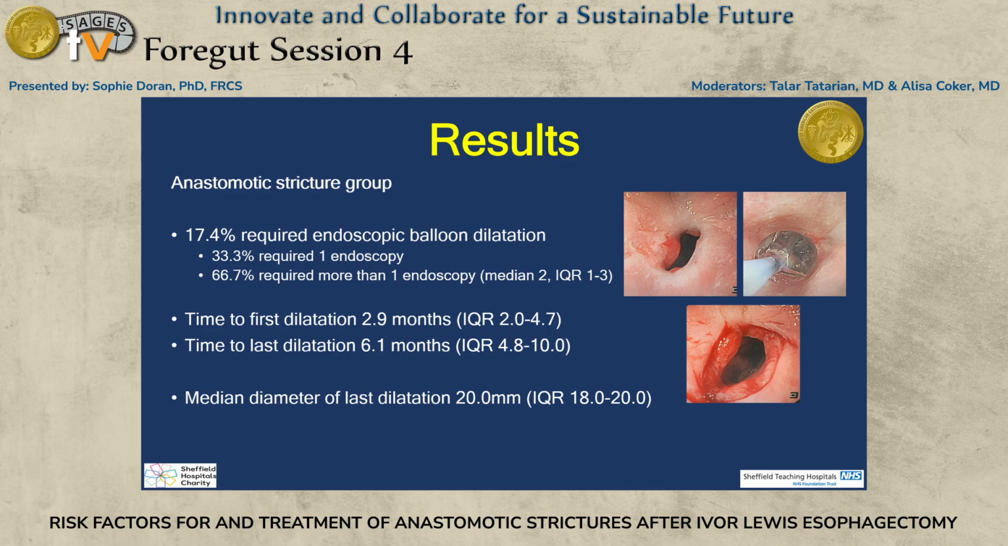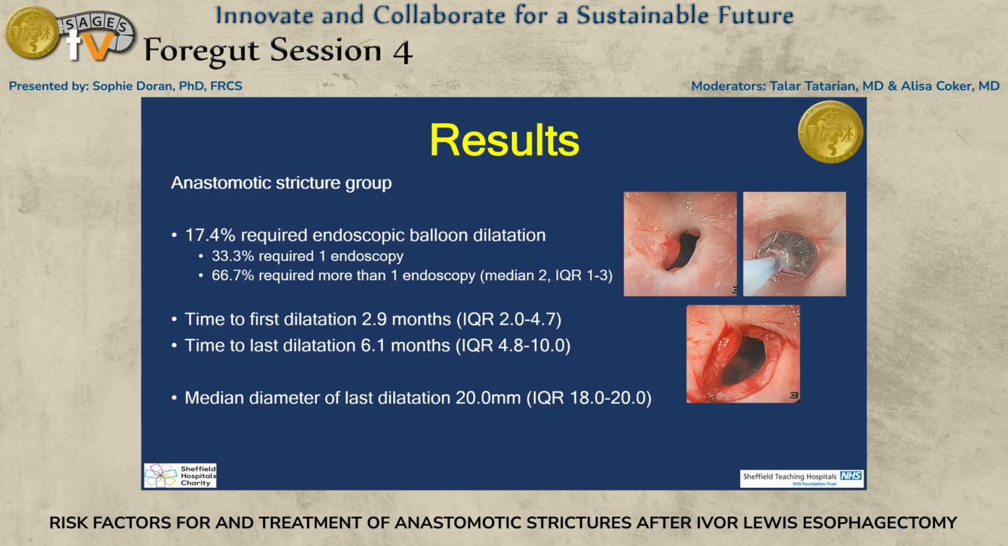We then looked at endoscopic intervention. So 17.4% of our patients required endoscopic balloon dilatation. A third of patients only required one session of endoscopy, and 2/3 of patients required more than one session, with the maximum being 8 dilatation sessions. The median time to first dilatation was 3 months, and the time to last dilatation was 6 months. The median diameter of the last dilatation was 20 millimeters.